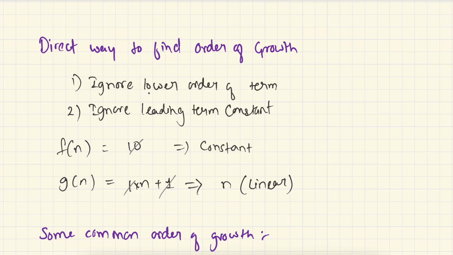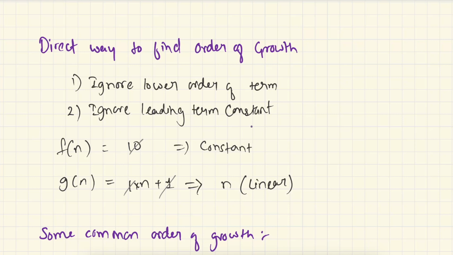So by following the rules, let's ignore the lower order terms. So we cross the lower order term in function 1, so it becomes a constant. And if we remove the lower order term in g(n), let's cancel this 1. So we get n and it is linear. So we can say that the order of growth of function g(n) is faster than function 1. Why? Because it is growing linearly and function 1 is not even growing, it is a constant.